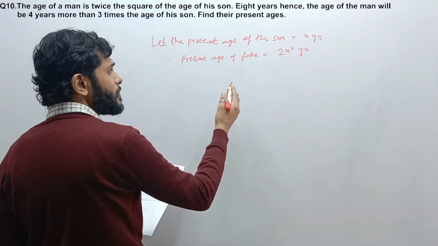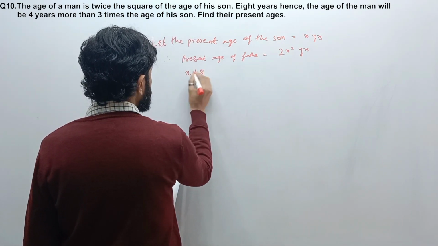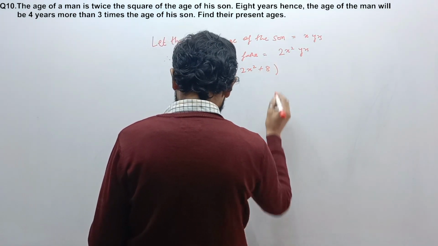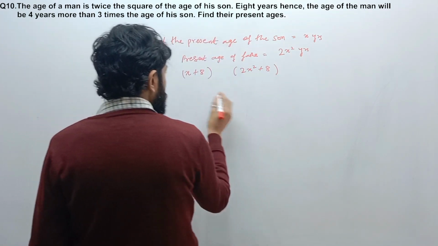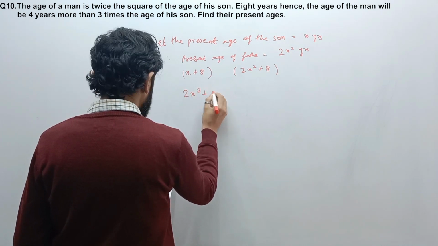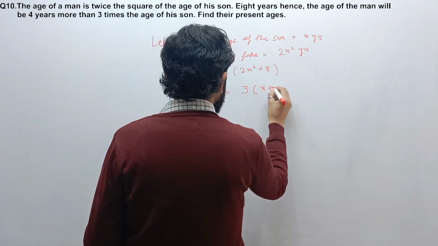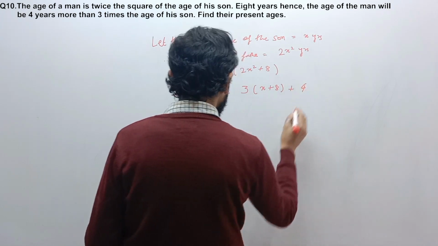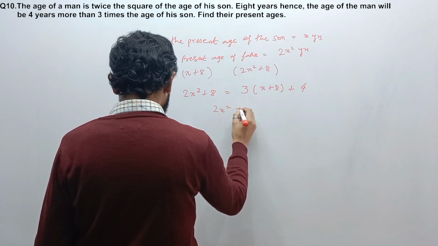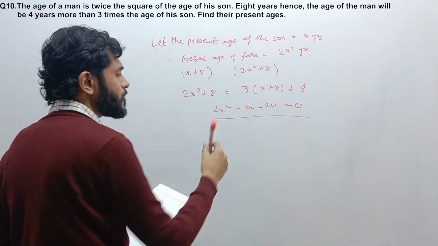8 years hence, that is, after 8 years. So what happens? The son's age would be x plus 8 and the father's age would be 2x square plus 8. Now as stated in the conditions given in the question, 2x square plus 8 is equal to 3 times the age of his son plus 4. So forming again a quadratic equation out of this, you would get it as 2x square minus 3x minus 20 is equal to 0, which is your required quadratic equation of this question.